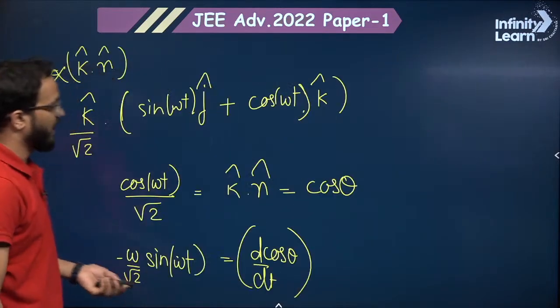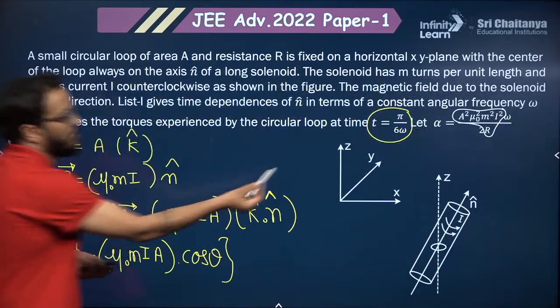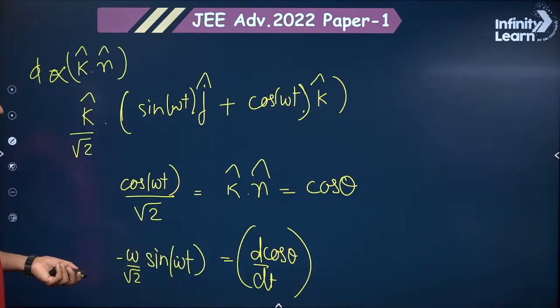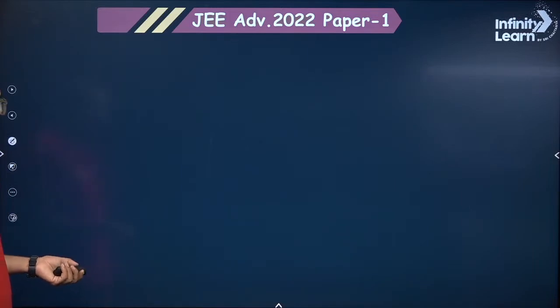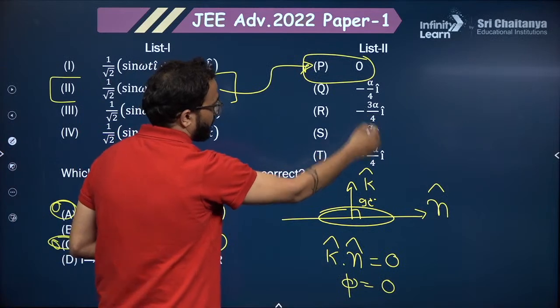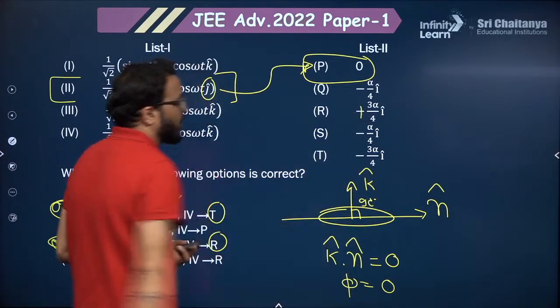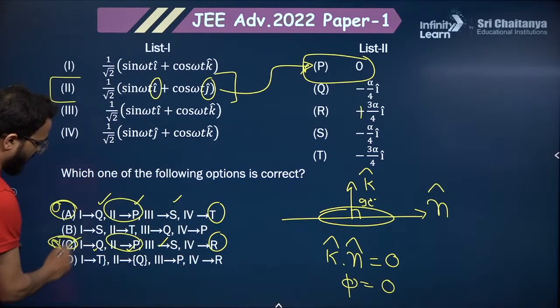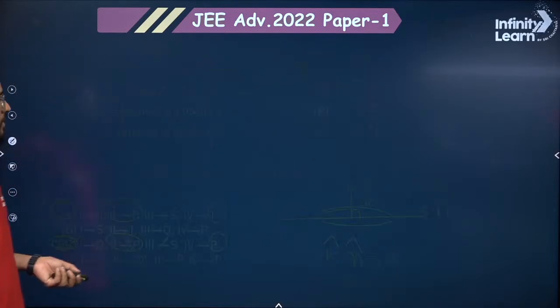So after solving, and putting the value of time also here, pi by 6 omega, once you get the equation, you will get this option, where it is. This was plus 3 alpha by 4 i cap. So R will be correct. So the third option C will be correct, right? So let's move on to the next question now.